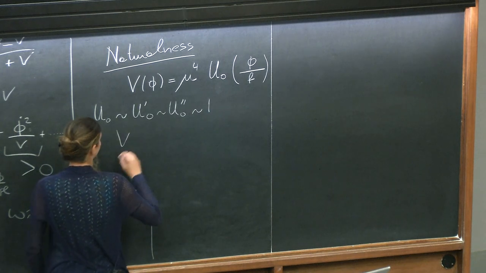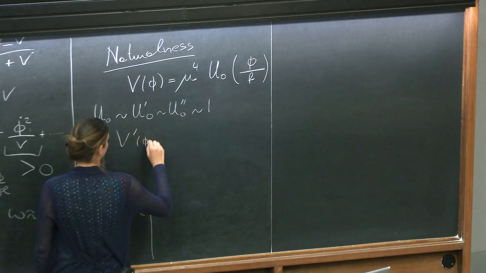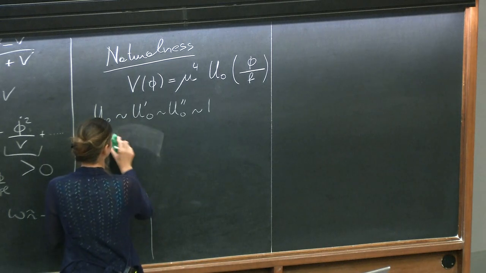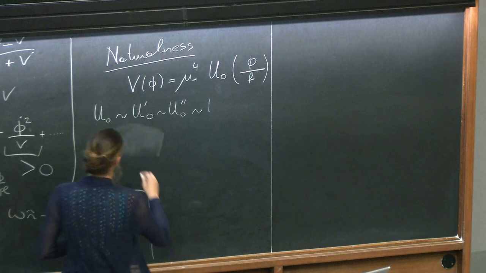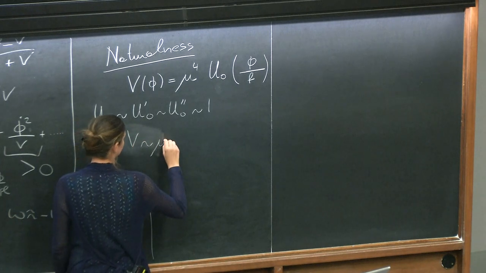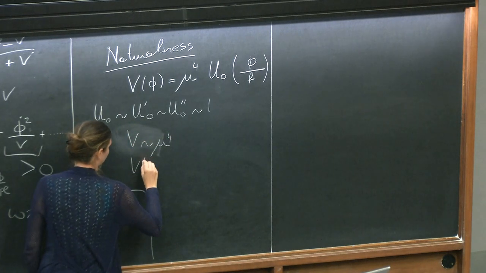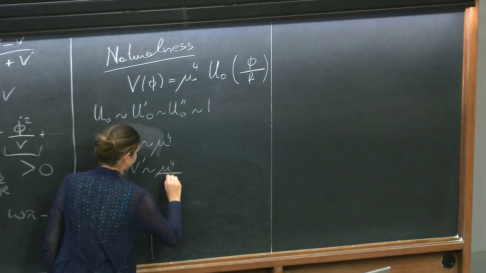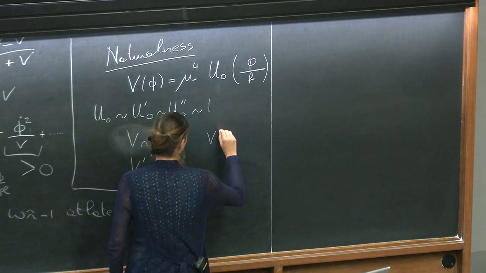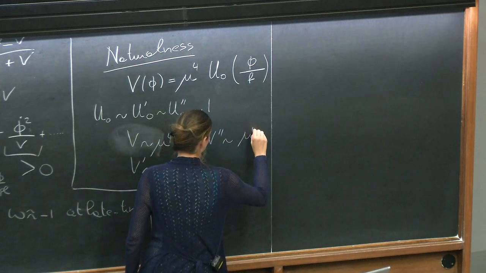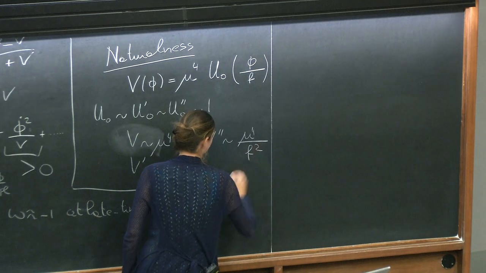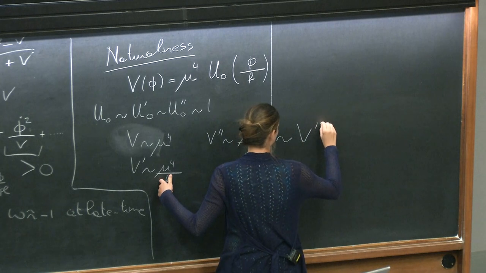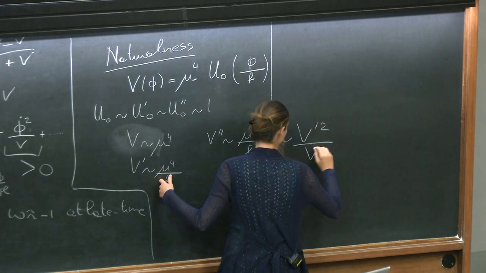And so we'll have that, in terms of scale, V roughly scales like mu to the 4. V prime roughly scales like mu to the 4 over f, and V double prime roughly like mu to the 4 over f squared. And so roughly speaking, this looks like V prime squared over V.